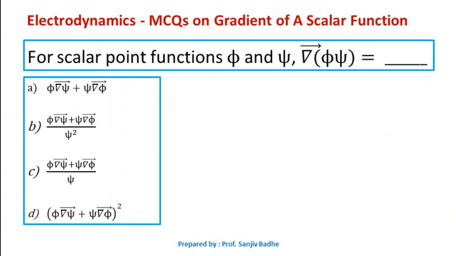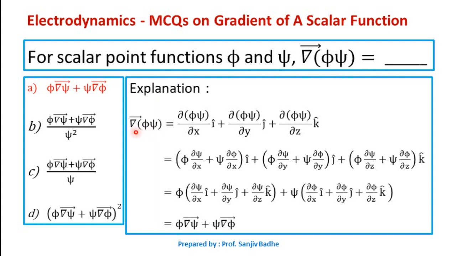This is the last question in this session. For scalar point functions phi and psi, gradient of phi psi is equal to what? These are the options given. So let us find out gradient of the product of two scalar functions phi and psi. Gradient of product of two scalar functions phi and psi can be written as del phi psi by del x i cap plus del phi psi by del y j cap plus del phi psi by del z k cap.